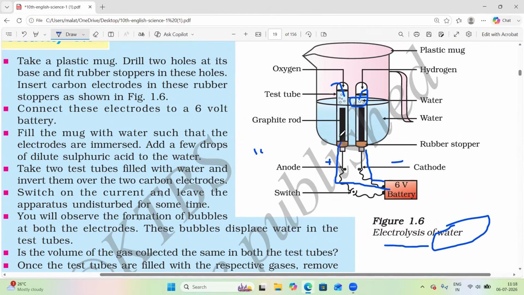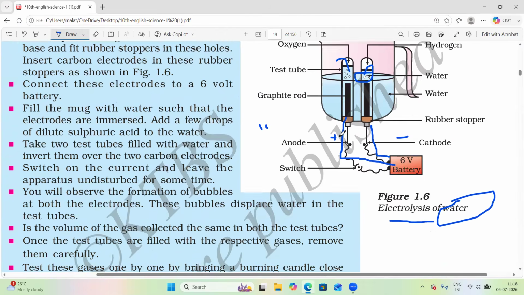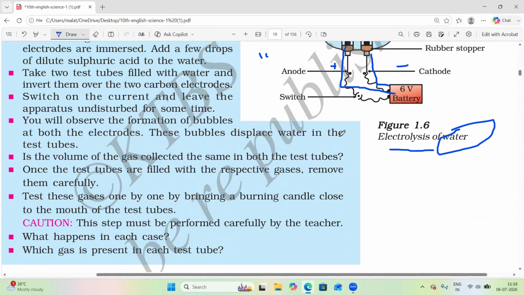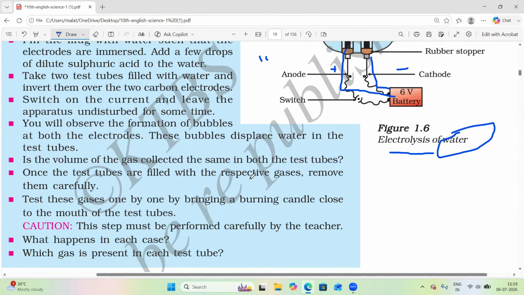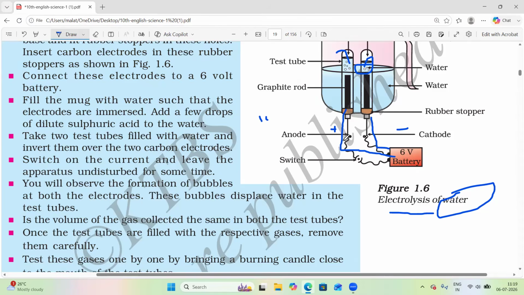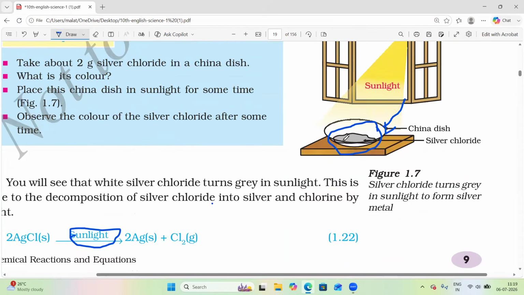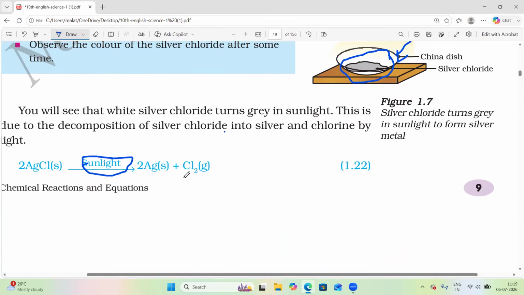So if you observe this electrolysis, what is happening? You should write H2O gives rise to hydrogen plus oxygen. You will write the equation for this and send me in the comment box. Water gives rise to H2 plus O2. Then you should check whether the equation is balanced or not.